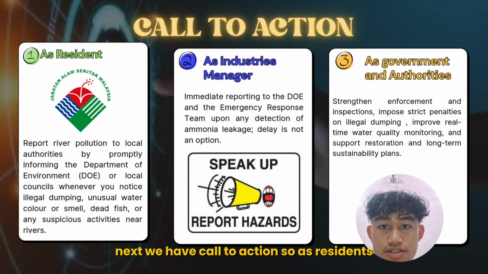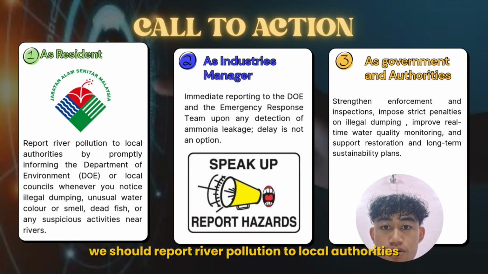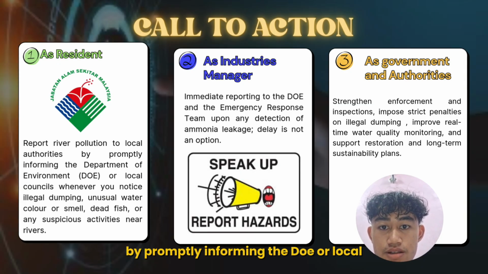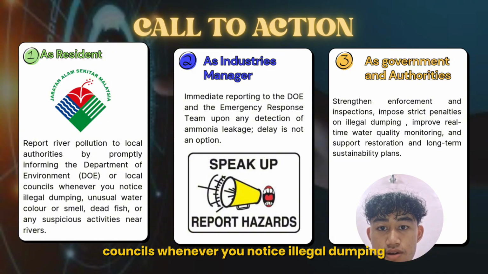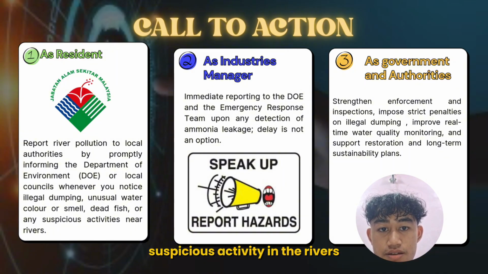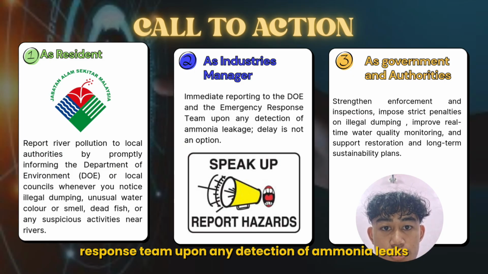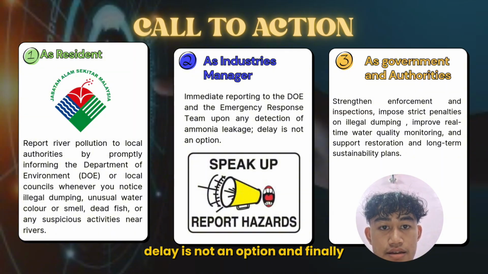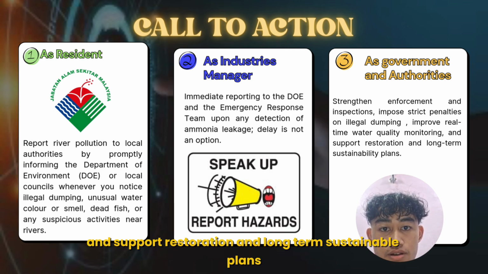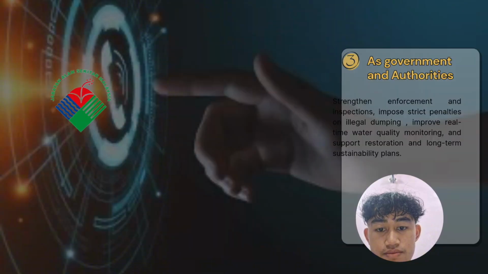Next, we have the call to action. As residents, we report river pollution to local authorities by promptly informing the DOE or local councils whenever we notice illegal dumping or any other suspicious activity in the rivers. Second, as industry managers, we report to the DOE and the emergency response team upon any detection of ammonia leakage. Delay is not an option. And finally, as government and authorities, we strengthen enforcement and inspection, impose strict penalties on illegal dumping, improve real-time water quality monitoring, and support restoration and long-term sustainability plans.